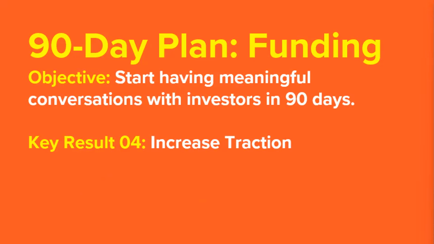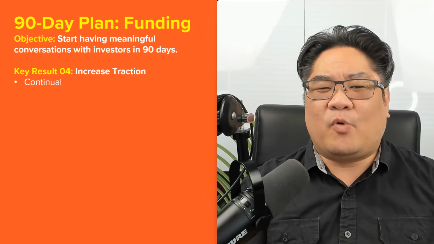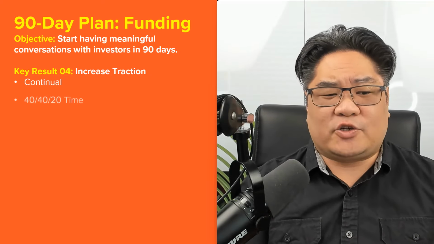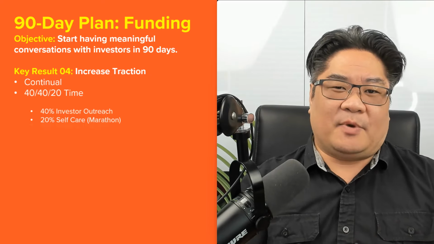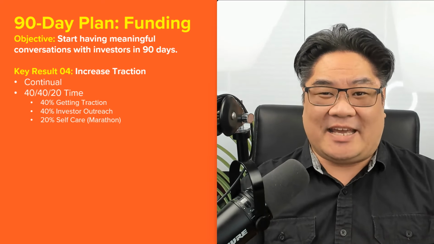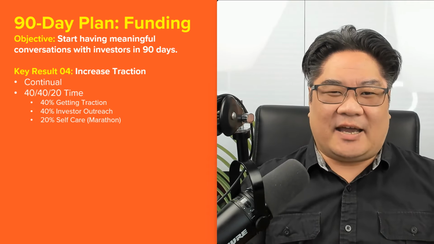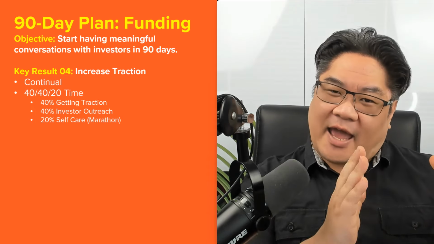Now let's talk about the final key result that you will be doing continually through the entire process, and that is to increase traction. I cannot stress enough how important it is, especially if you're an early stage founder, to always be working on your traction. And you want to be spending your time according to 40-40-20. That is 40% of your time getting traction, 40% of your time investor outreach, and 20% self-care. In all your allocated time working on your startup, it's literally half getting traction.